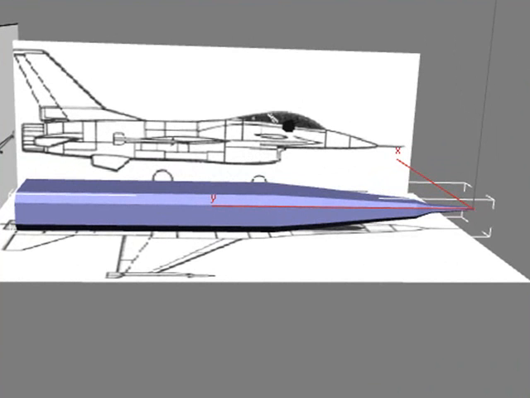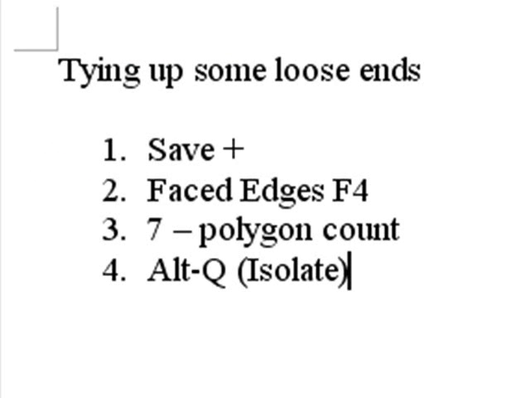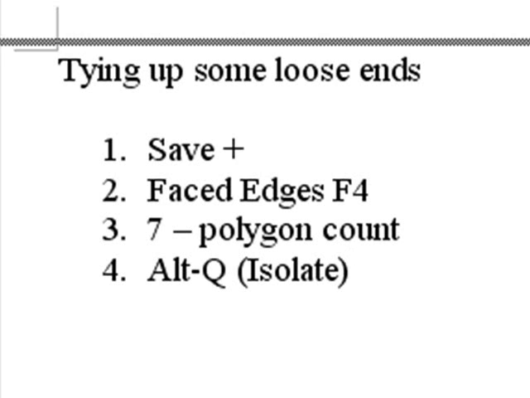Now before we proceed, we actually want to tie up some loose ends. So there's four things we need to do. We need to save plus, we need to turn on face edges, we need to turn on the polygon count, and we need to talk a little bit about Alt Q or isolate. So let's start with save plus.